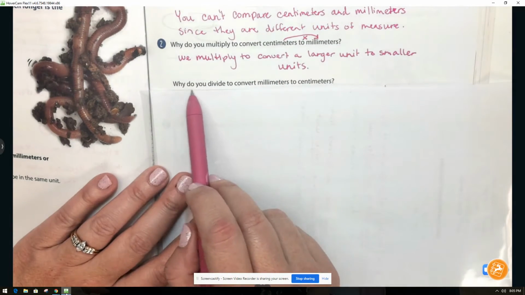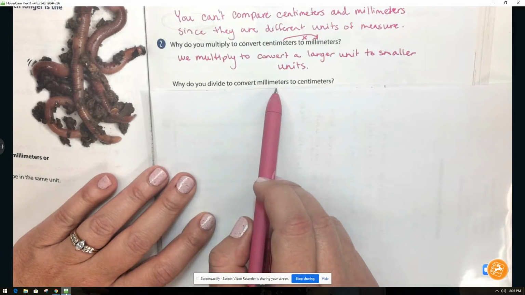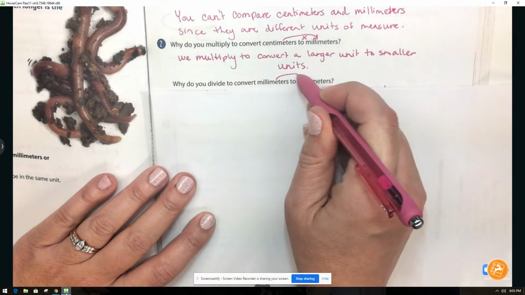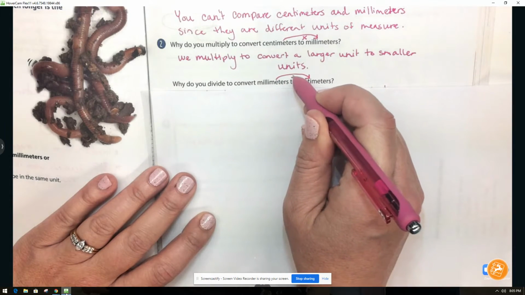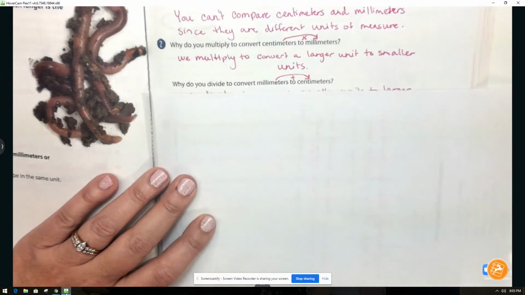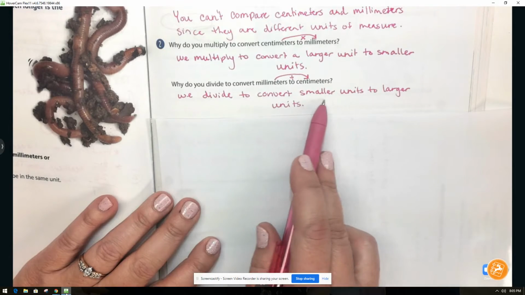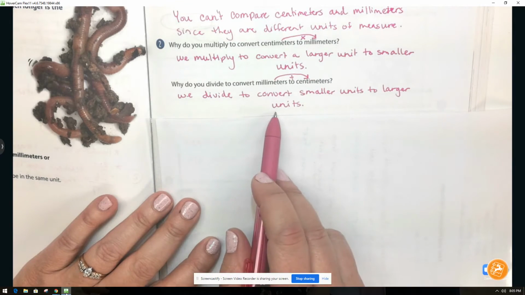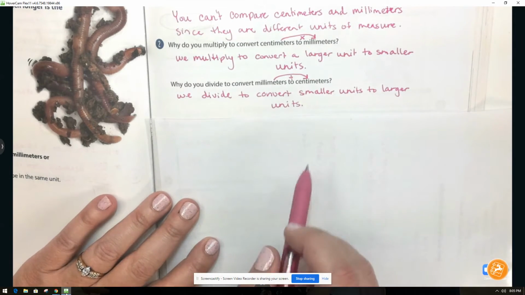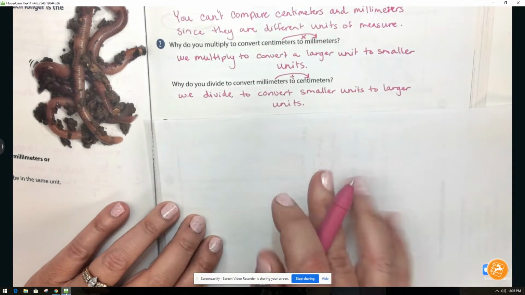Now, conversely, why do you divide to convert millimeters to centimeters? If you're going from millimeters to centimeters, we are going to divide. The reason we do that is because we divide to convert smaller units to larger units. That is nothing new. That's what we've been talking about for 2 weeks.